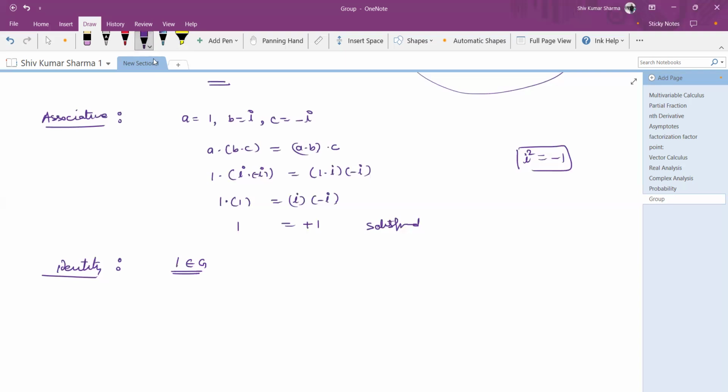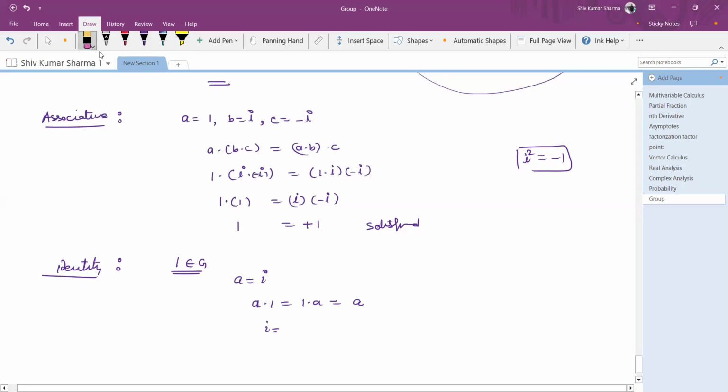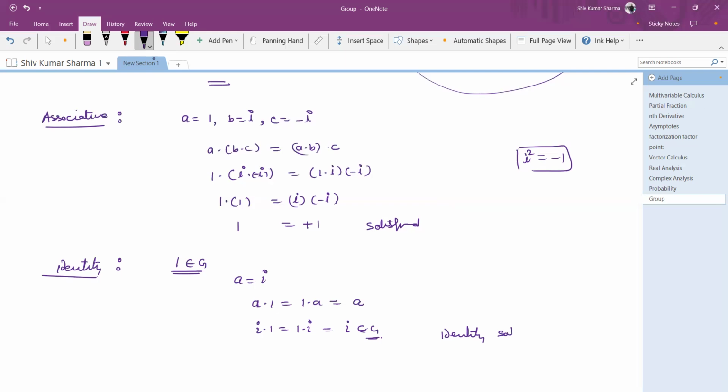So identity satisfied, you can take, suppose a equal to iota. So we can write a into 1 is equal to 1 into a is equal to a. So iota into 1 equal to 1 into iota gives us iota, which belongs to G. So identity satisfied. Okay, there is no need, that means we have represented it in the composition table. So that is sufficient. So identity satisfied.